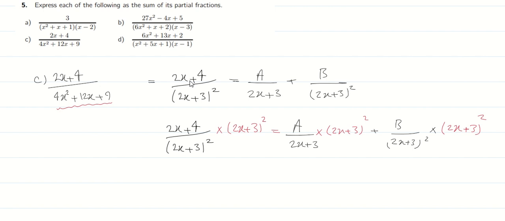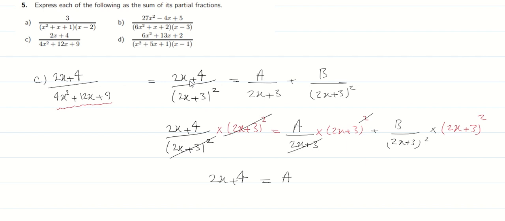At the last, we're going to just simplify the equation in here. So on the left-hand side, we have 2x plus 3 squared on the top and bottom. These would cancel out each other. So we would have 2x plus 4 on the left-hand side. On the right-hand side, we have two terms. On the first term, 2x plus 3 on the bottom and 2x plus 3 squared on the top. So we would have only 2x plus 3 on the top.